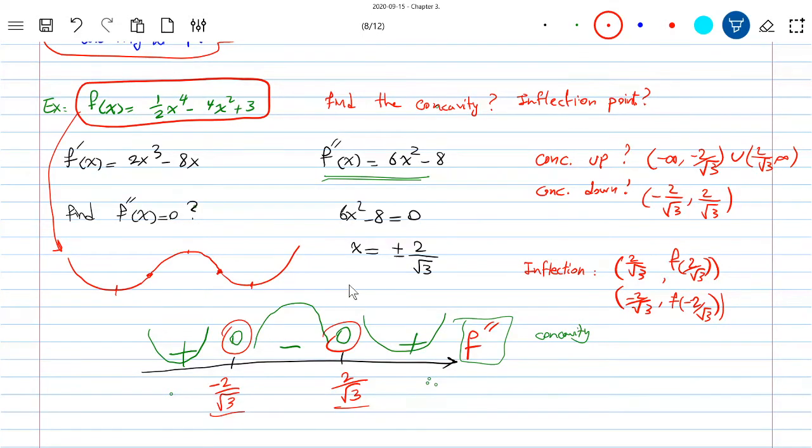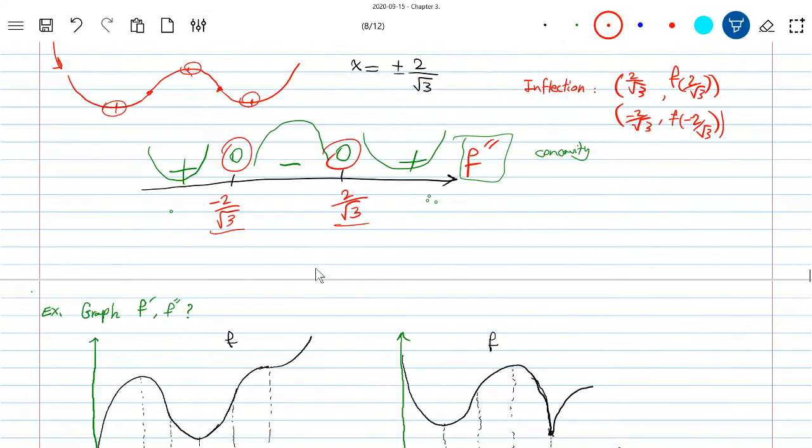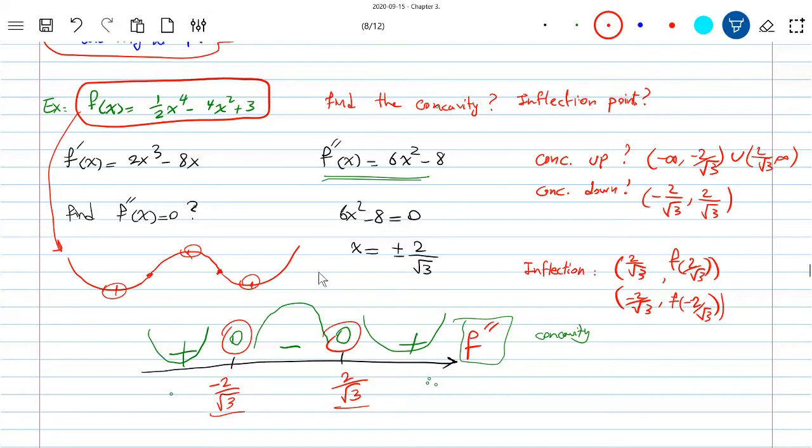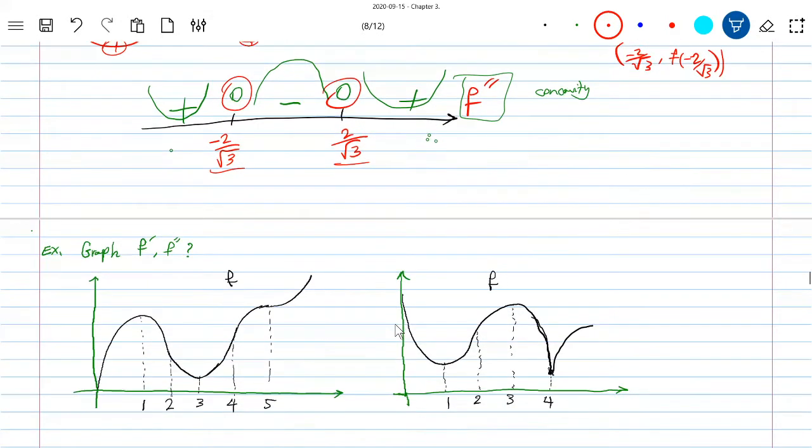Okay. You should combine this second derivative with the first derivative. You can find out exactly where these points happen as well. Okay, this is about the concavity and inflection point. It's very similar to the first derivative, but you draw the number line for the second derivative.